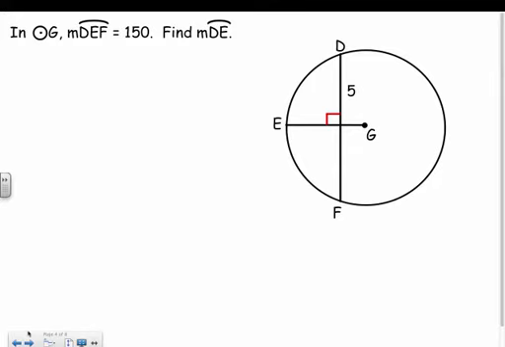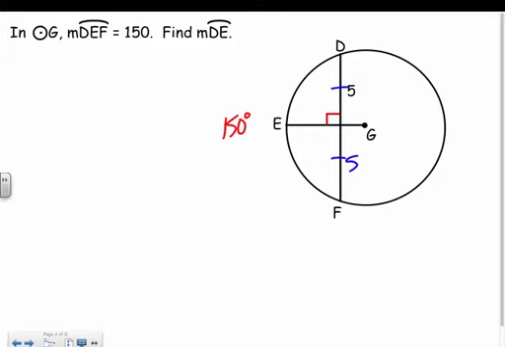It says, in circle G, the measure of arc DEF is 150 degrees. So remember, we're thinking from D to E to F, that whole thing is 150 degrees. Find the measure of arc DE. Well, if we take a look, we have a perpendicular of the radius and a chord, which was just our last theorem. If there's a perpendicular between the radius and the chord, we know that it bisects. So I know that the two parts of the chord are congruent.